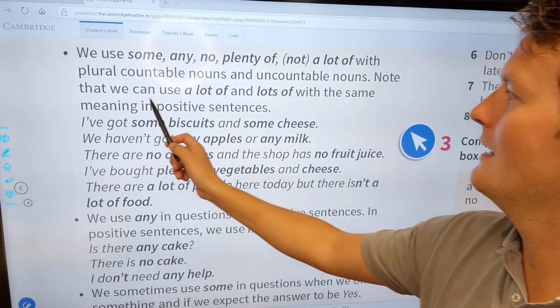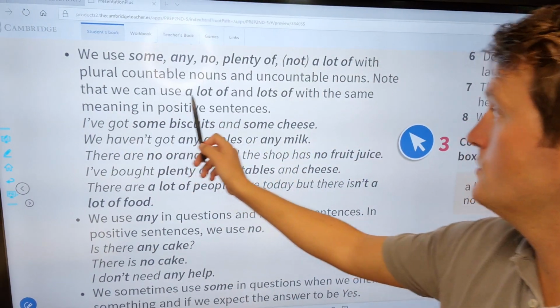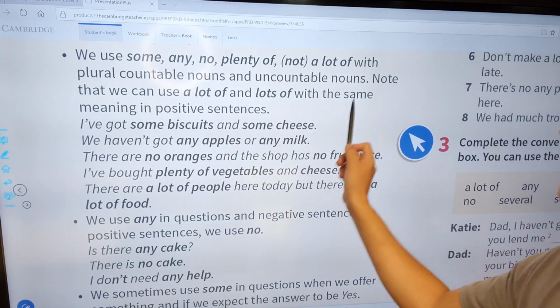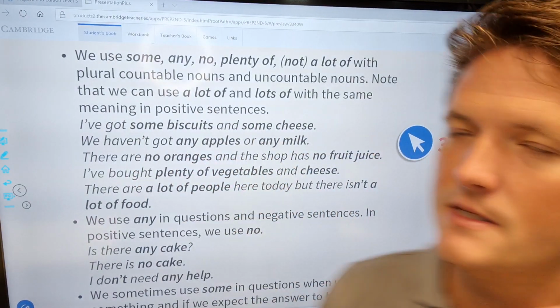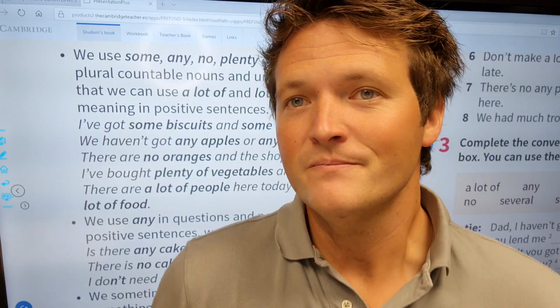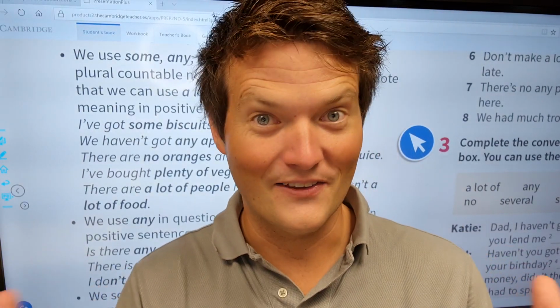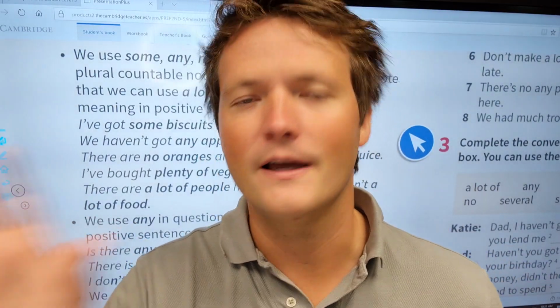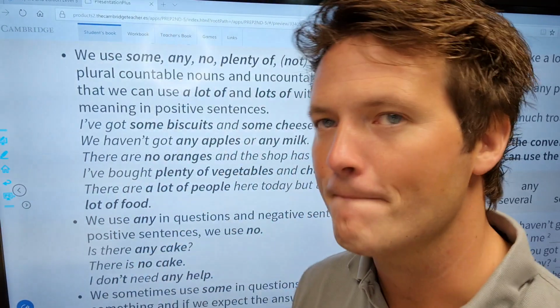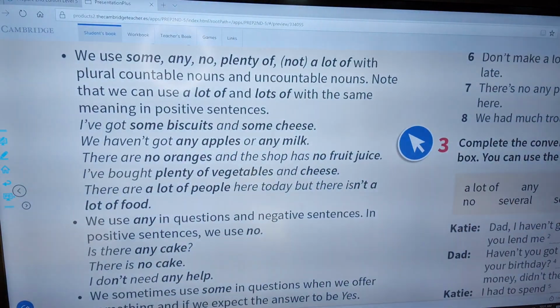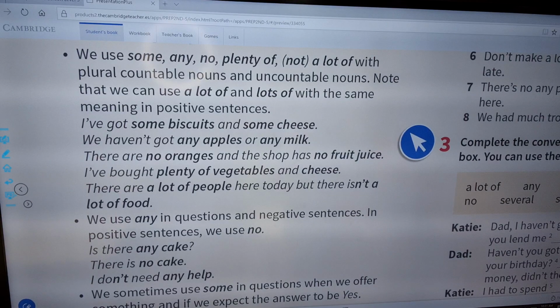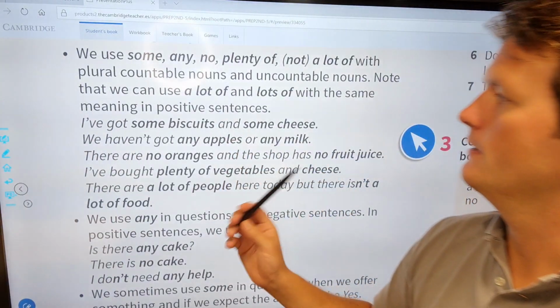Note, we can use a lot of and lots of with the same meaning in positive sentences. Yes. People always ask, are they different? No, they're not different. A lot of and lots of are the same thing, right? In positive sentences generally, right?